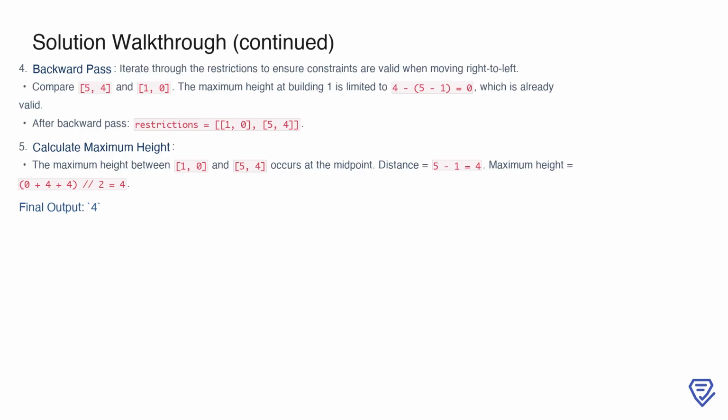Finally, we calculate the maximum possible height. The highest point between [1, 0] and [5, 4] occurs at the midpoint. The distance between buildings 1 and 5 is 5 minus 1 equals 4. Using the formula, (height1 plus height2 plus distance) divided by 2, the maximum height is (0 plus 4 plus 4) divided by 2 equals 4. Therefore, the final output for this example is 4.